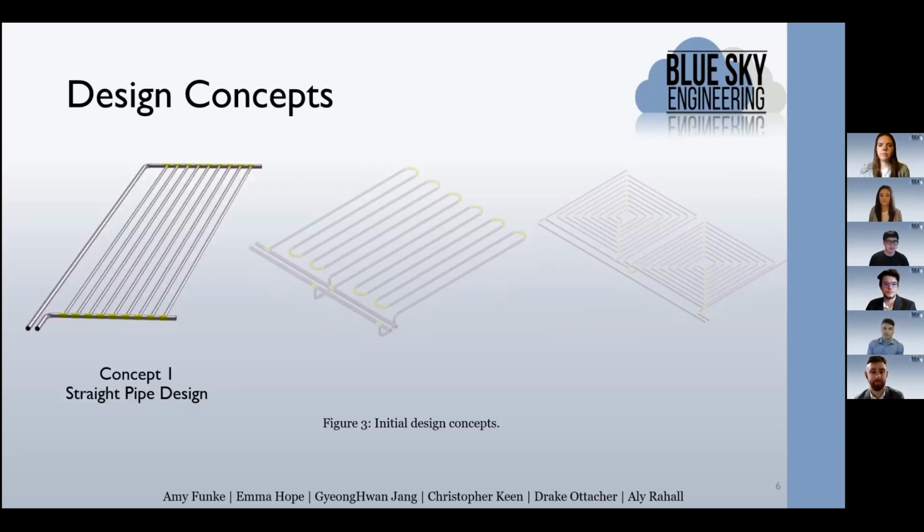First was a straight pipe design. What this design has is a single supply line along one side of the runway and a return along the other, and then straight pipes that go across underneath the surface carrying the hot working fluid.